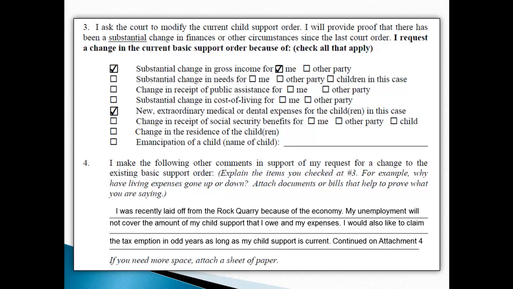If you need more space than what is provided on the form, you can either write all of your answer on an attached piece of paper or partially write in your answer and continue it to another page. If you do use an attached piece of paper, be sure to write See Attachment 4 or Continued on Attachment 4 in the space provided. Be sure to then label your attached piece of paper as Attachment 4.